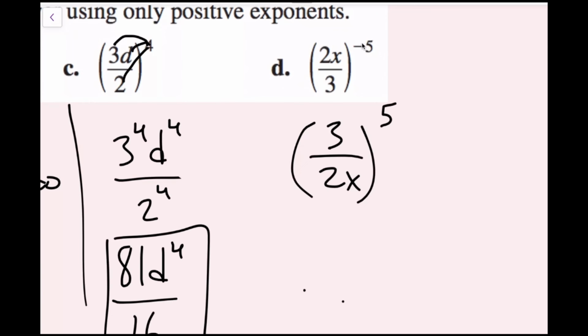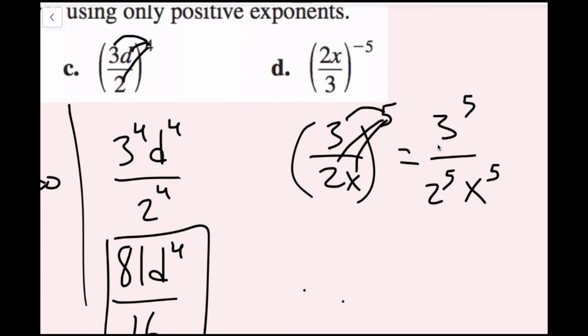Because one thing you could do is apply this negative to every single term and then do that top or bottom method, and then all the negatives would switch. But since every single one is negative, we can just flip the whole entire thing and get rid of that negative. Anyway, now I'm going to apply this 5 to the 3, to the 2, and to the x. So it's going to be 3 to the 5th over 2 to the 5th times x to the 5th.